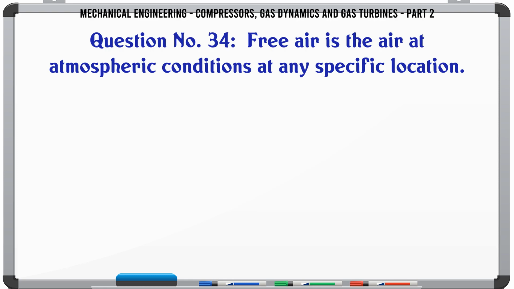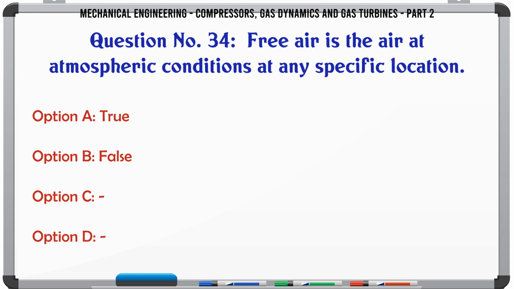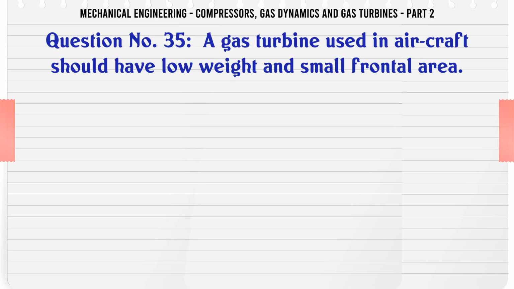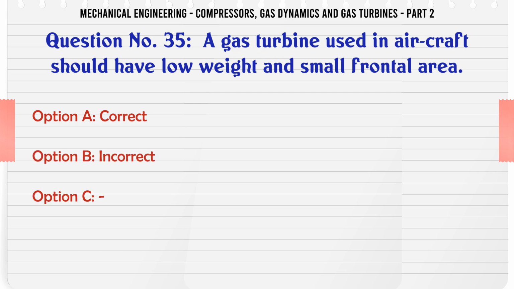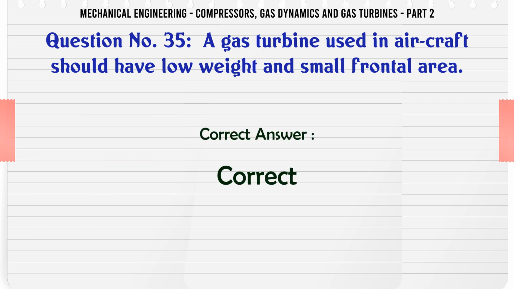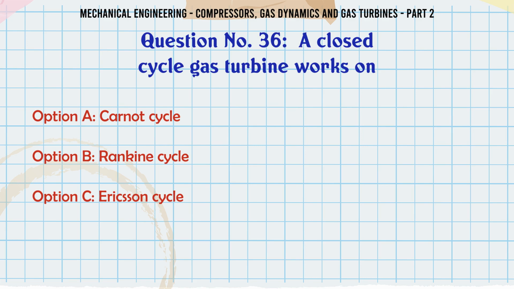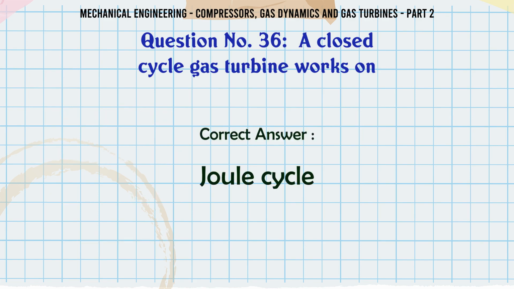Free air is the air at atmospheric conditions at any specific location. A. True, B. False, C, D. The correct answer is true. A gas turbine used in aircraft should have low weight and small frontal area. A. Correct, B. Incorrect, C, D. The correct answer is correct. A closed cycle gas turbine works on A. Carnot cycle, B. Rankine cycle, C. Ericsson cycle, D. Joule cycle. The correct answer is Joule cycle.